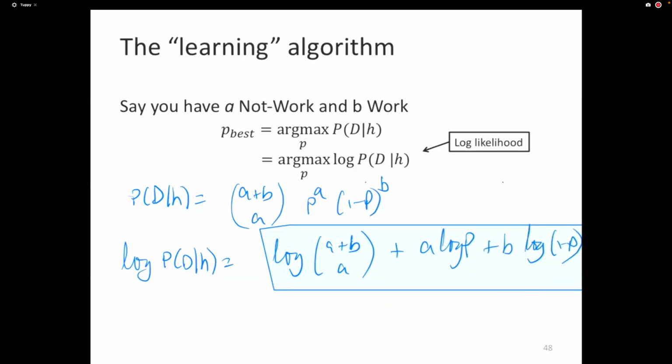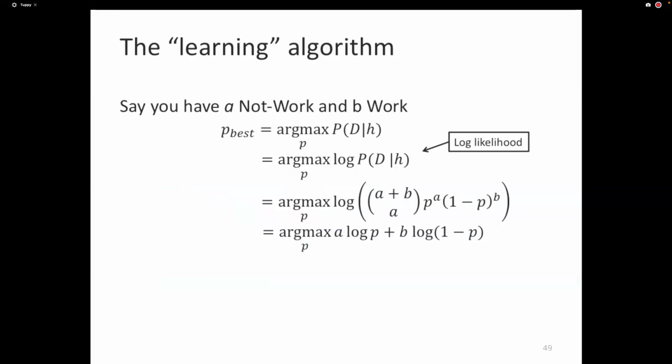The first term doesn't depend on P, so we can essentially ignore it. The log likelihood is maximized by the probability that maximizes just the sum of the second and the third term. So that's what I have here. I want to maximize A log P plus B log of 1 minus P. Any questions? How would you proceed?